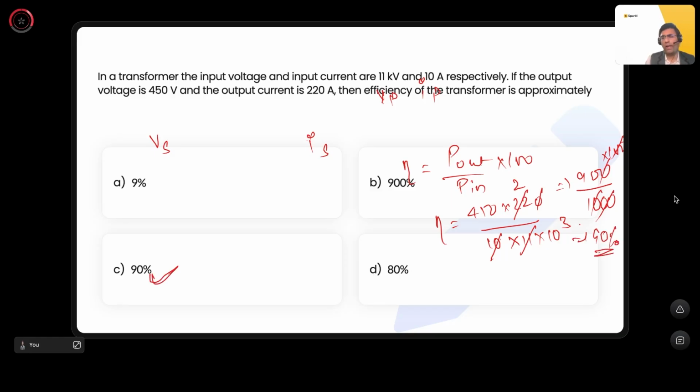So you just have to do the calculation and apply the simple formula. So transformer basically has two types of questions. One can be asked on the efficiency of the transformer. Another can be asked on the input voltage, output voltage, or number of turns, whatever.